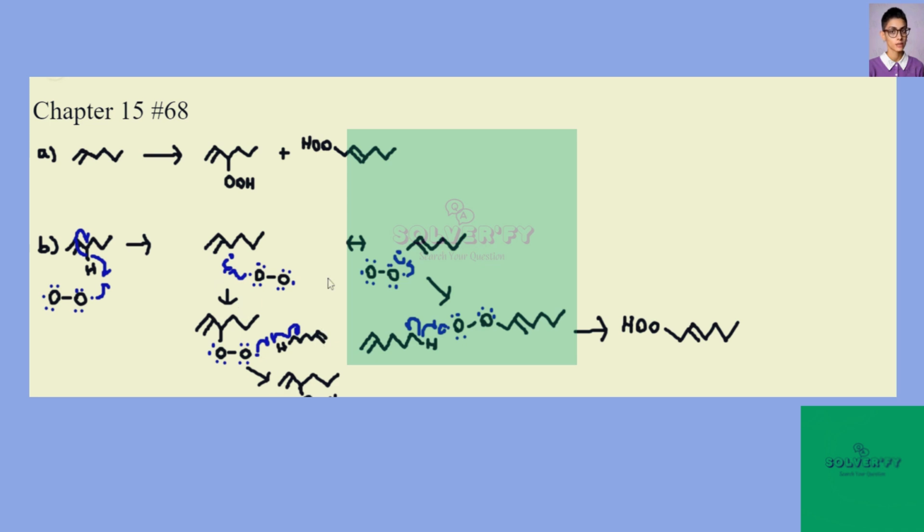As always, I've drawn lone pairs of electrons and radical electrons and arrows to show electron movement in blue. And this is the answer to Chapter 15, problem number 68.